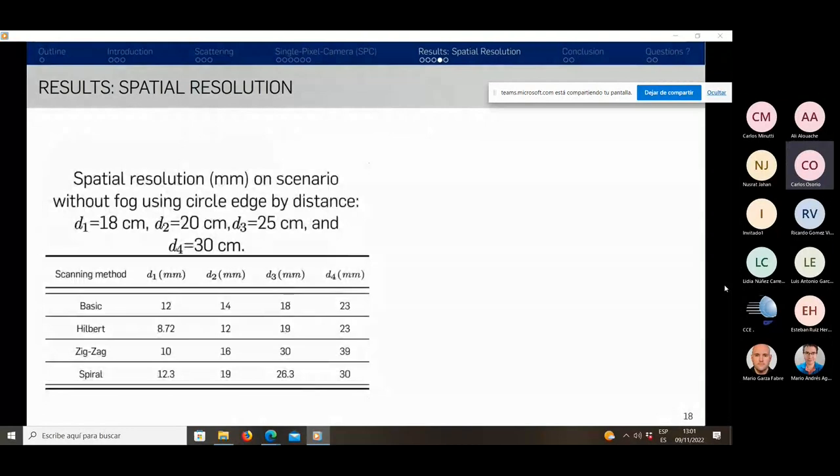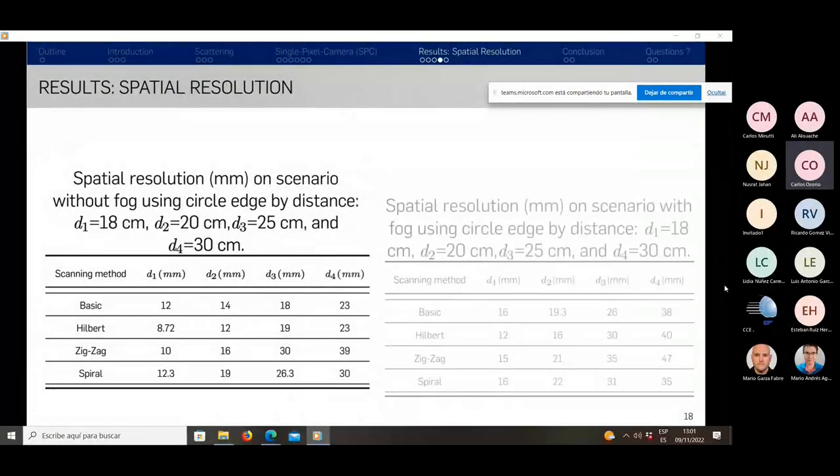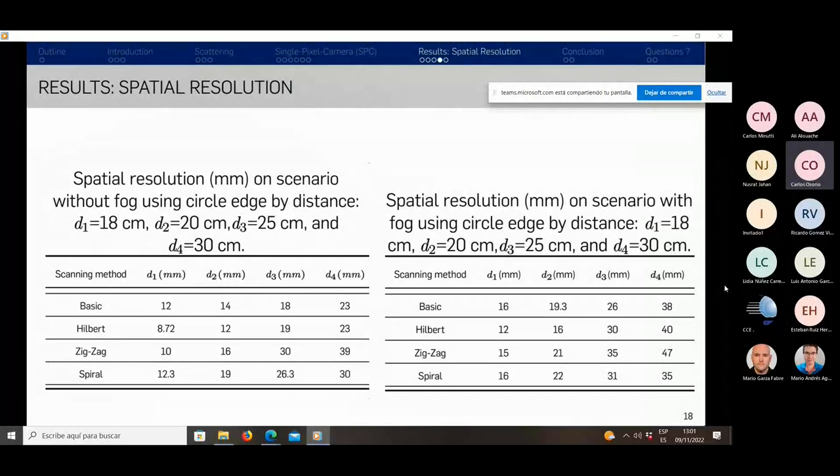In exploration, we locate the test of the rain for distances from 18 to 30 centimeters. With that, we can determine the spatial resolution in relation to the distance. At a short distance below 20 centimeters, the spiral and raster scanning has a spatial resolution of around 25 millimeters on the fluid condition and 20 millimeters without the fluid condition. And for the maximum distance of 30 centimeters, the spatial resolution increases, with a value higher than 14 millimeters.